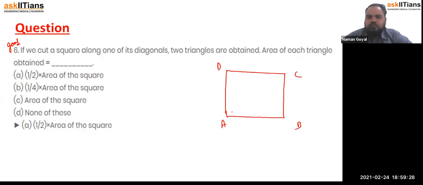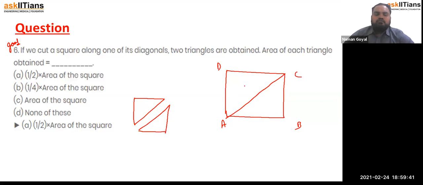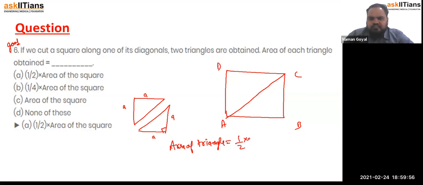ABCD, if I cut this along this line, I get two triangles like this. Basically, the triangle's area is equal because this side is A, this is A, and this is A. So the area of a triangle is 1 upon 2 into base, which is A into A, which is A square by 2, right?